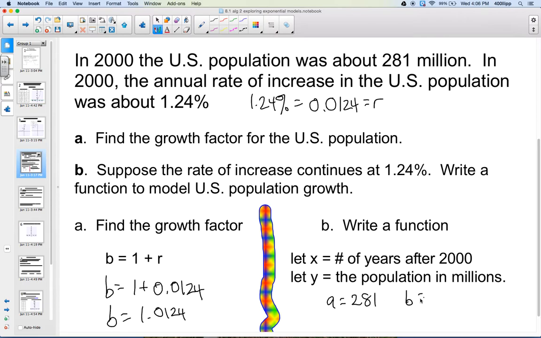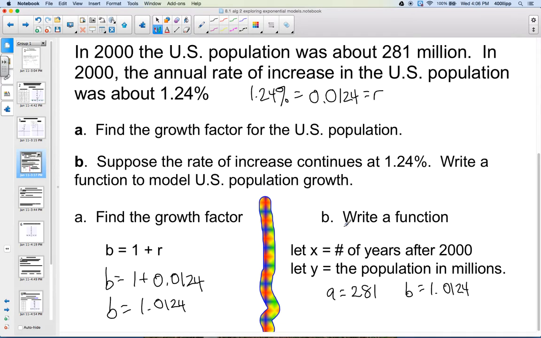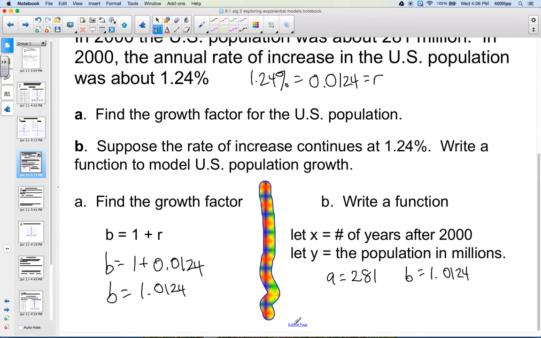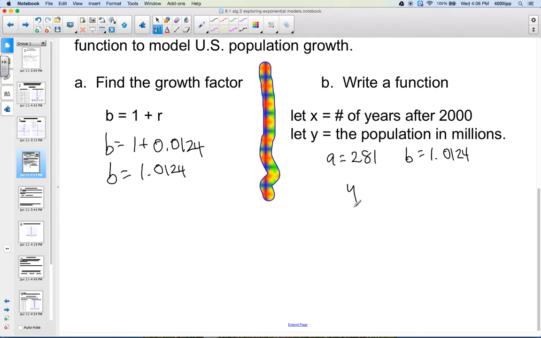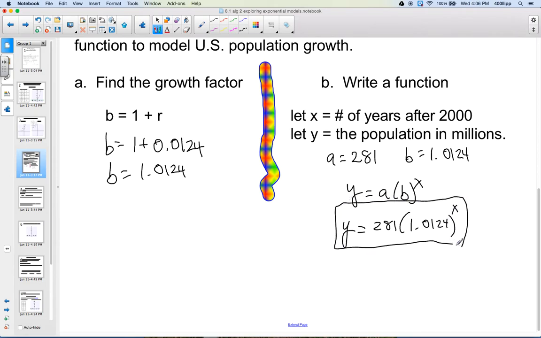We just found b, which is 1.0124, using the equation b equals 1 plus r. And then we're just going to plug this into y equals a times b to the x, where we get y is equal to 281 times 1.0124 to the x power. And that will be your equation for this function.